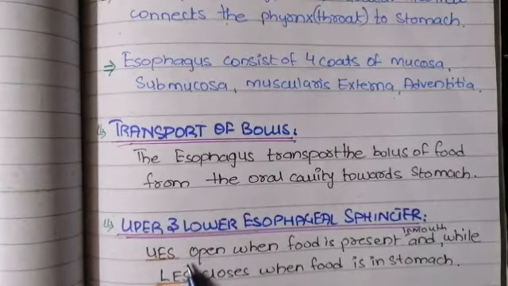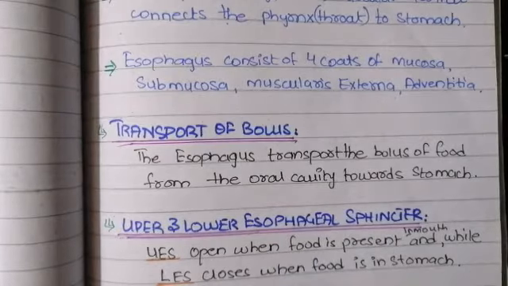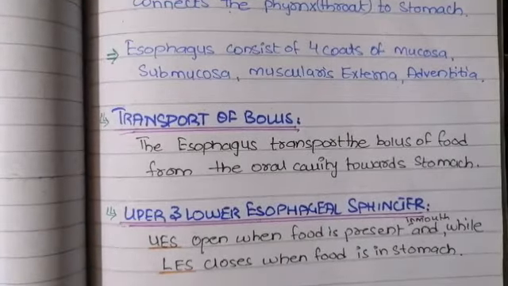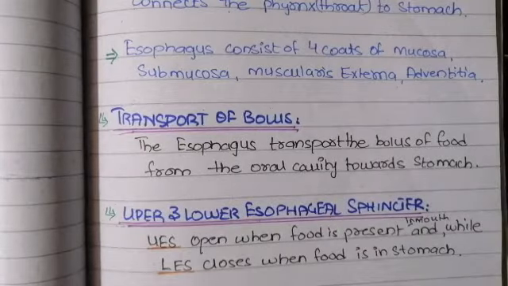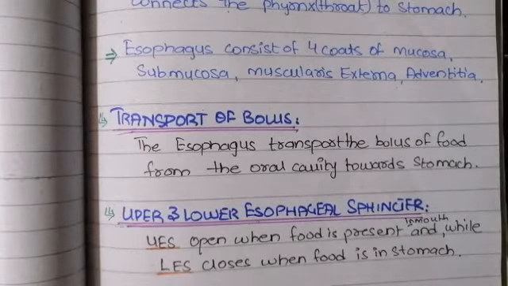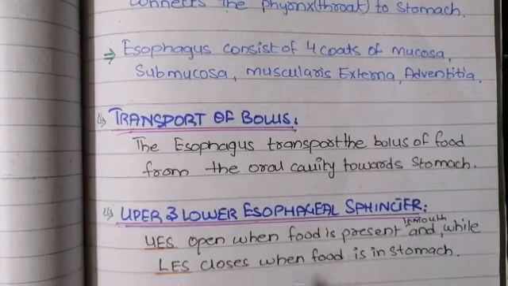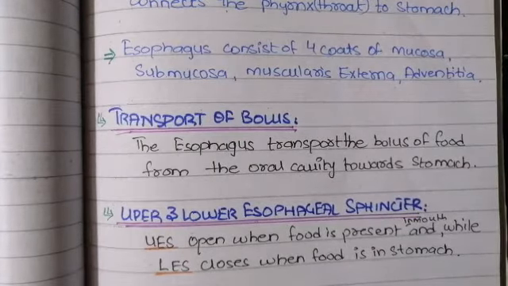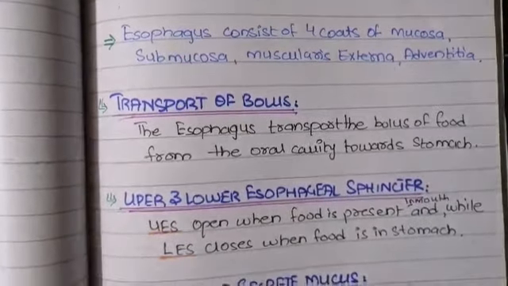The upper esophageal sphincter opens when food is present in the oral cavity, and the lower esophageal sphincter closes when the food is in the stomach, to prevent emptying of the food into the duodenum without any stimulus. If there is a stimulus, the lower esophageal sphincter opens, and ultimately the food empties from the stomach into the duodenum. That is an important role of the stomach that we will discuss in a later video in this series.